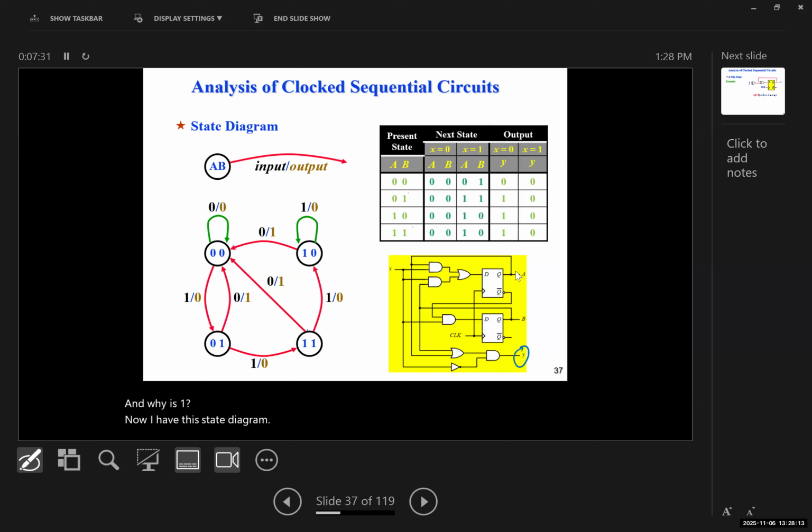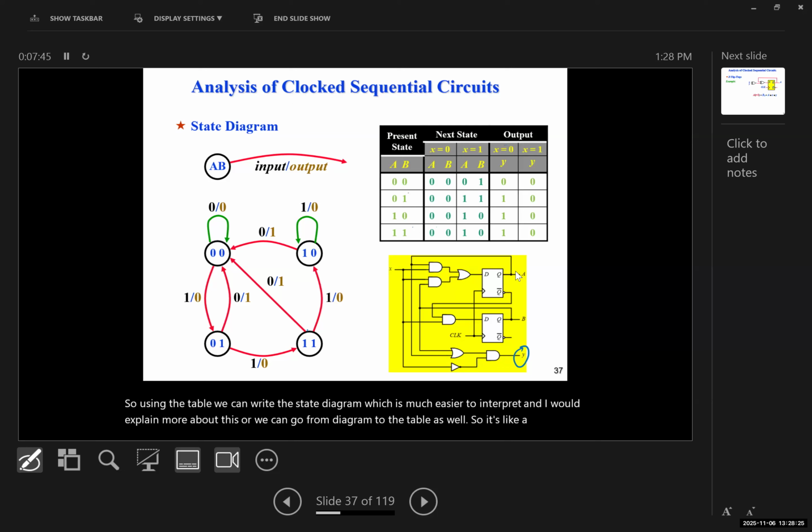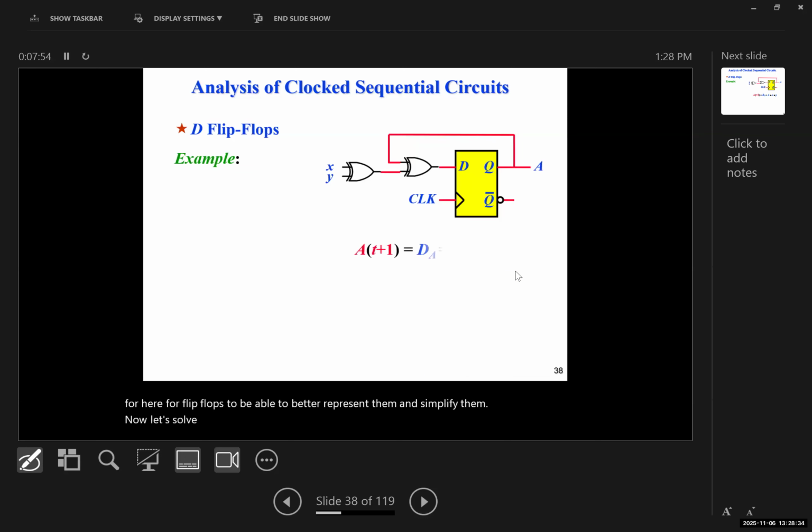Okay, so using the table, we can write the state diagram, which is much easier to interpret, and I would explain more about this. Or we can go from diagram to the table as well. So it's like a K-map, but for flip-flops to be able to better represent them and simplify them. Now let's solve another problem.